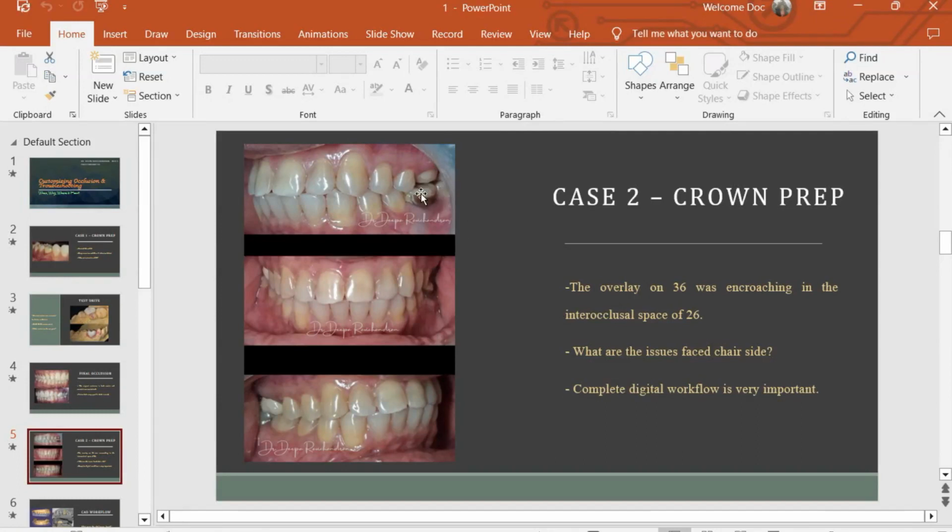We do not have this, and the tooth has very less vertical height. So when the tooth has such less vertical height, I cannot give an overlay for this case, even if I want to. It's not possible. Because the vertical height is so less.